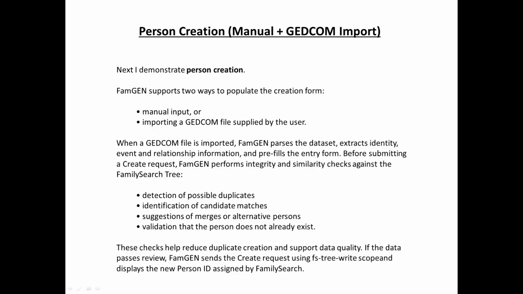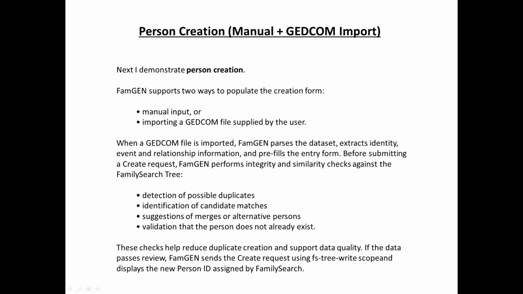Next, I demonstrate person creation. FamGEN supports 2 ways to populate the creation form: manual entry or importing a GEDCOM file supplied by the user. When a GEDCOM file is imported, FamGEN parses the dataset, extracts identity, event and relationship information, and pre-fills the entry form. Before submitting a create request, FamGEN performs integrity and similarity checks against the FamilySearch tree.